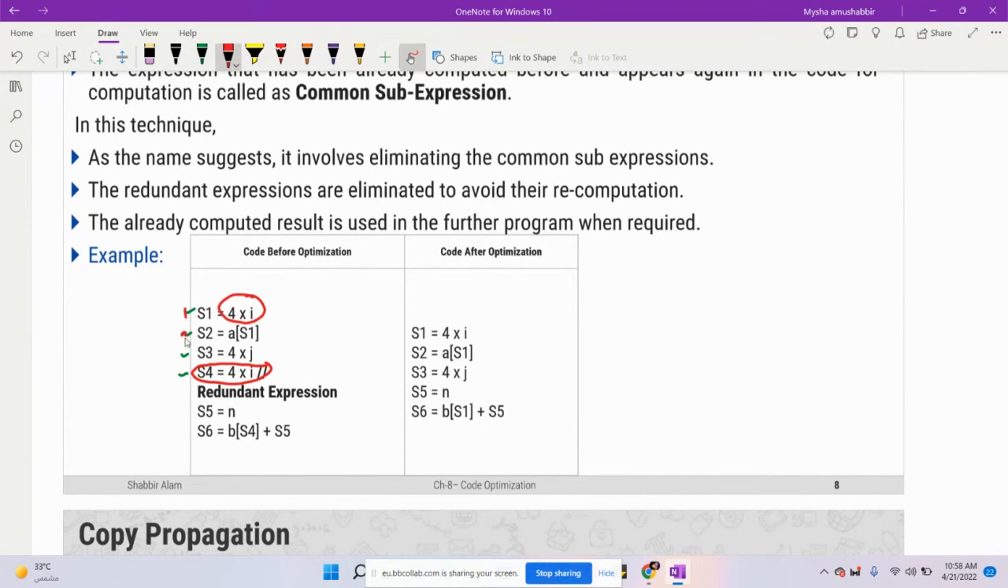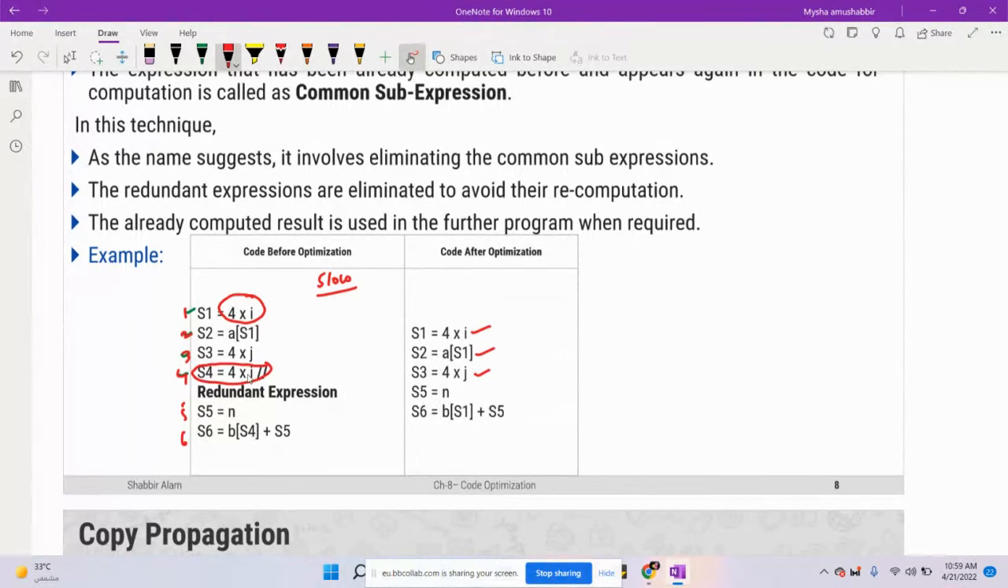Here there are 6 lines: 1, 2, 3, 4, 5, 6. If the computer processes these 6 lines, it will take more time, so that code is slow. So you can remove the common line, remove the common sub expression. S1 is 4 multiply I, S2 uses S1, S3 is 4 multiply J, and 4 multiply I is not needed because 4 multiply I is already there. So remove it in code optimization, and S5 equal to N and S6 equal to B S4.